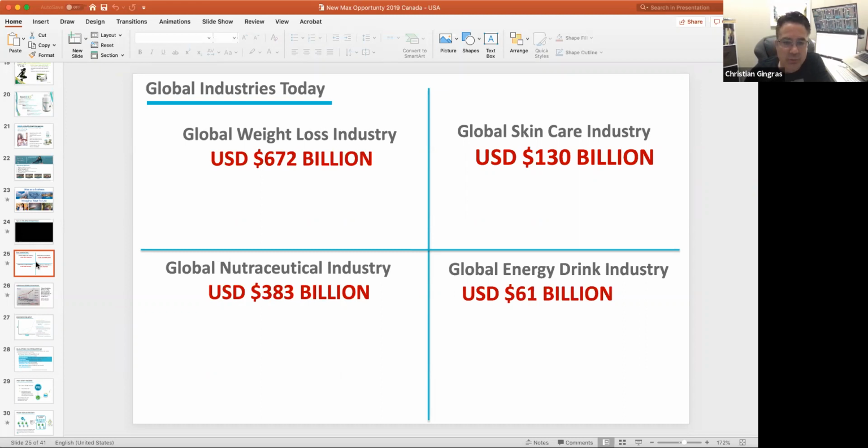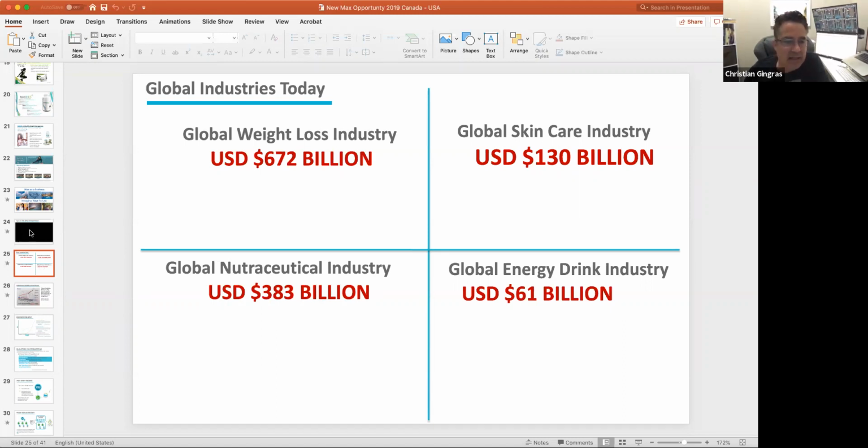And now, of course, the global nutraceutical industry, which, again, is quite significant, talking about our supplements. And then, obviously, the global energy drink industry, which is $61 billion, and it's horrible for you. But that's the category that Max ATP falls into. So again, it's just a reference. And you always want to be mindful of the time. Always be mindful of the time you spend on every slide.